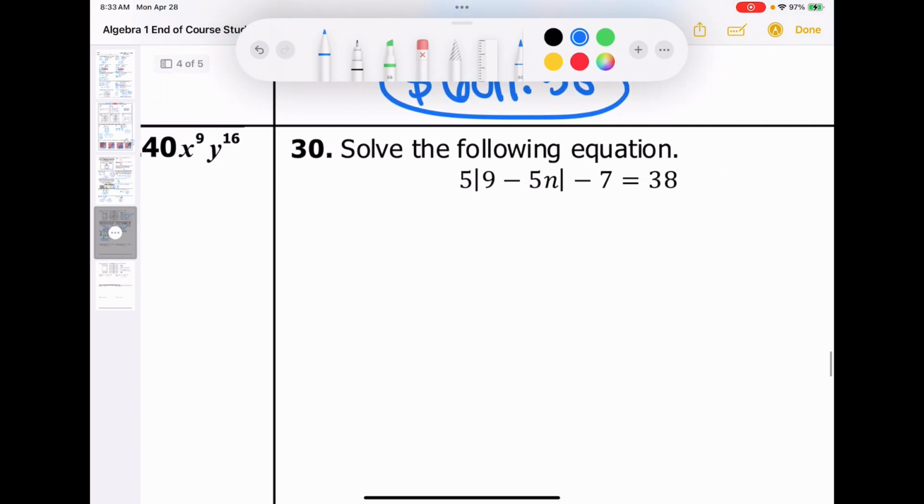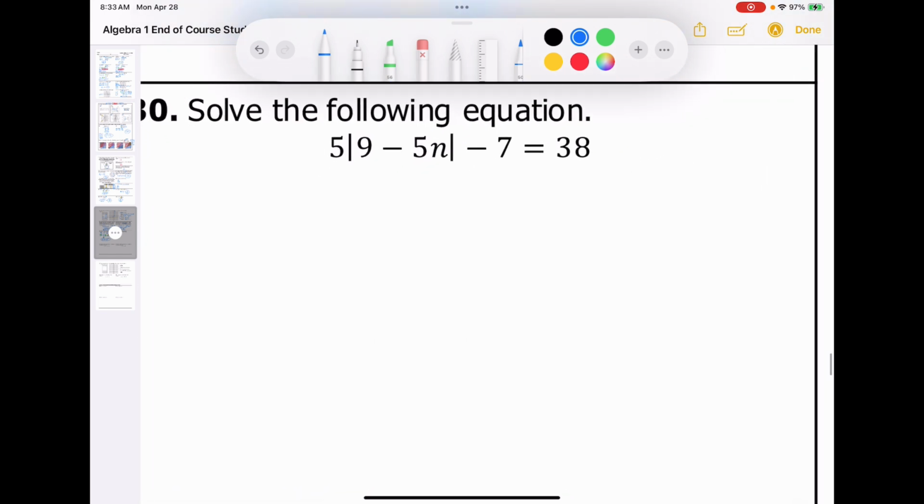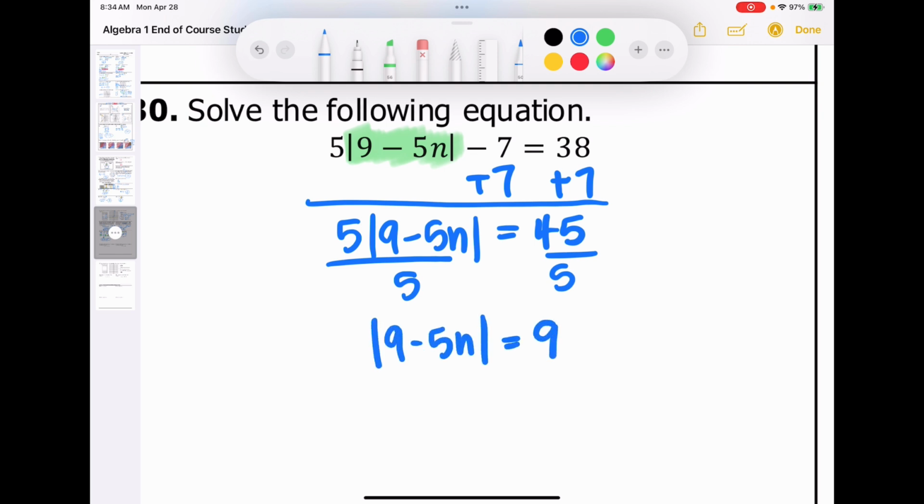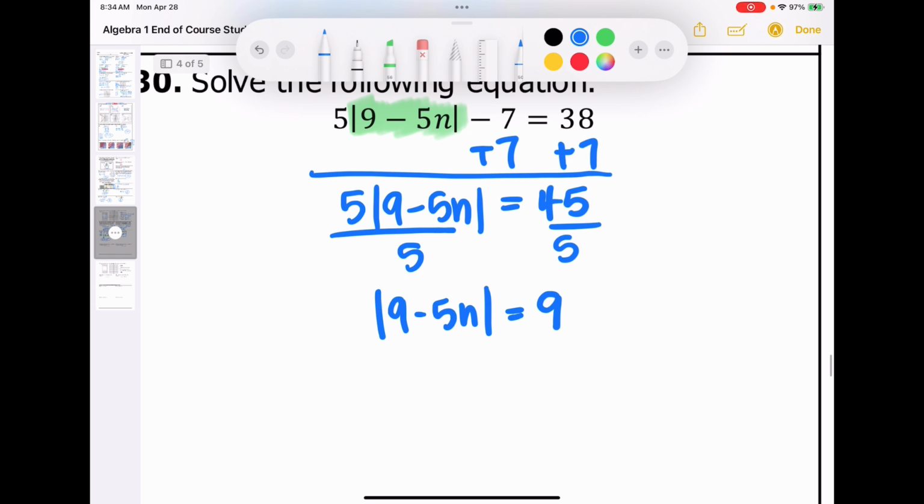All right, number 30, we're solving absolute value equations. So the first thing you have to do is isolate the absolute value. So I want to move everything that's around the absolute value of 9 minus 5n in. First I need to move the negative 7, so I'm going to add 7 to both sides. And then I need to move the 5, so I'm going to divide by 5. So now I'm left with the absolute value of 9 minus 5n equals 9.